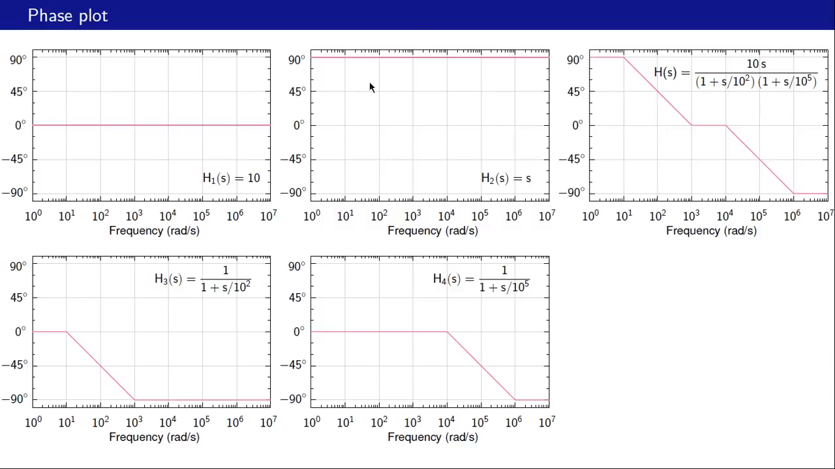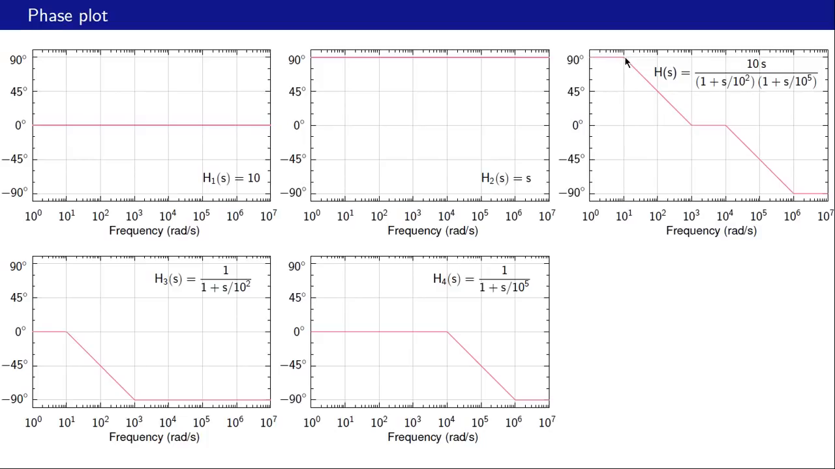0 slope here, 0 slope here, 0 slope here, and this one has a slope of minus 45 degrees per decade. If we go up in frequency by 1 decade, we go down in phase by 45 degrees. So this is the slope that applies to our net phase plot, and that is what we do here.